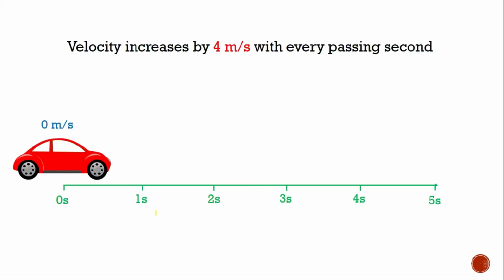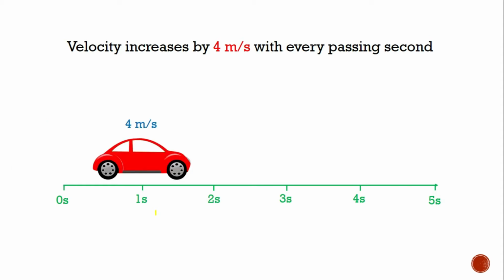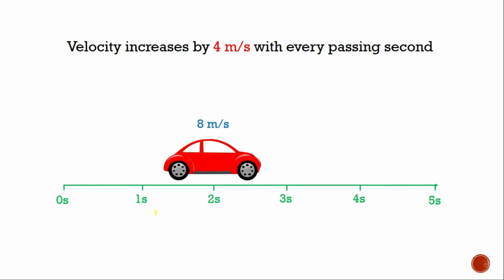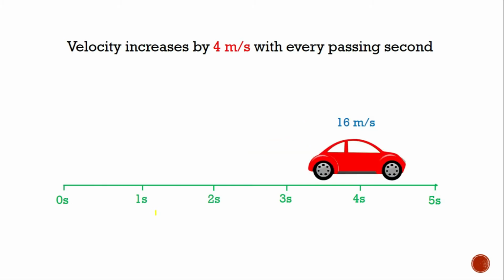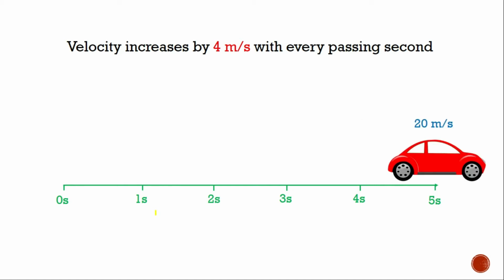So initially, when at rest, the velocity of the car was 0 meter per second. Then it started moving, and after 1 second, the velocity reached 4 meter per second. Then after 2 seconds, the velocity reached 8 meter per second. And that is how the velocity kept increasing by 4 meter per second every single second until it reached 20 meter per second after the completion of 5 seconds. So this increase in the velocity by 4 meter per second every single passing second is the acceleration of this car.